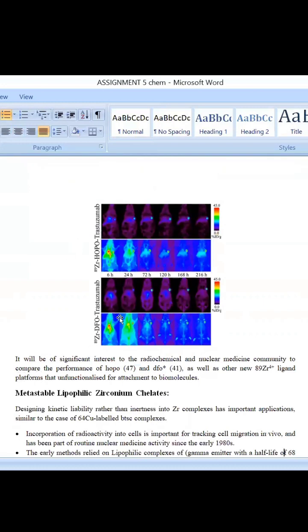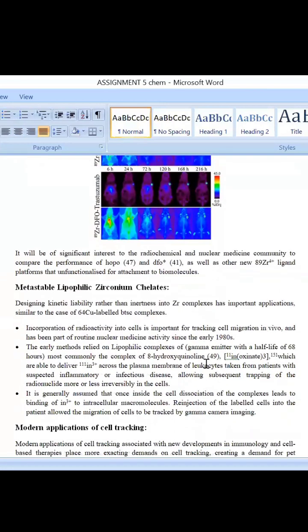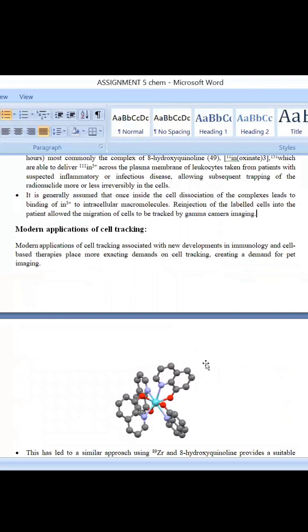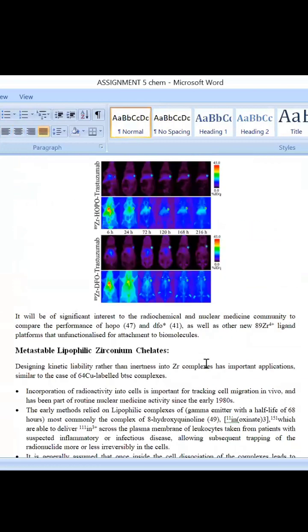This is the result observed from the zirconium DFO trastuzumab, and this is the structure. This is the result observed from zirconium HOPO trastuzumab. It will be of significant interest to the radiochemical and nuclear medicine community to compare the performance of HOPO and DFO, as well as the other zirconium ligand platforms and functional groups for attachment to biomolecules.